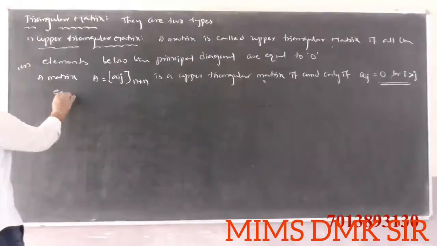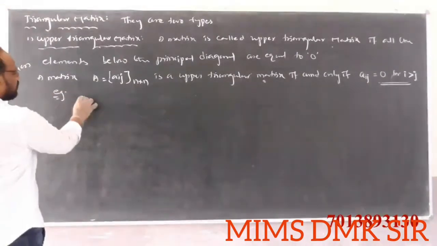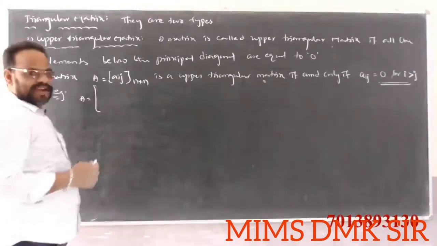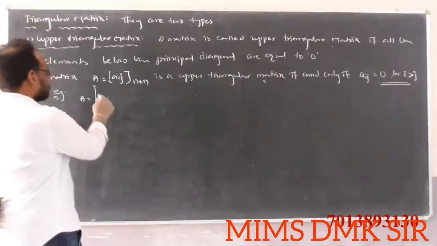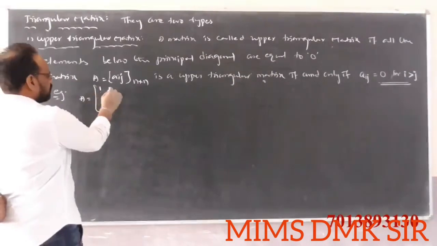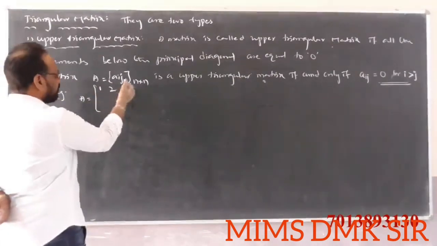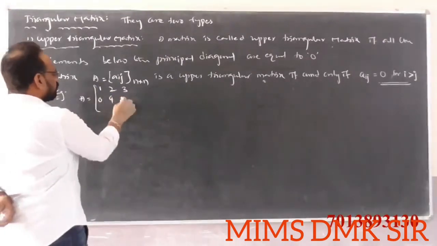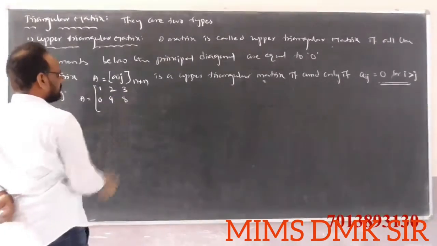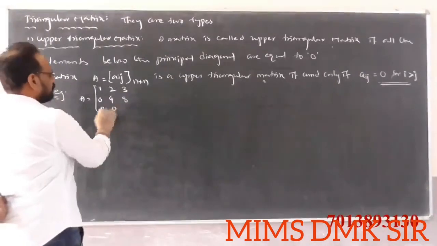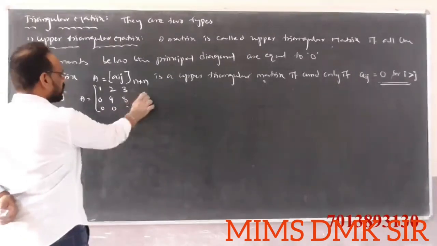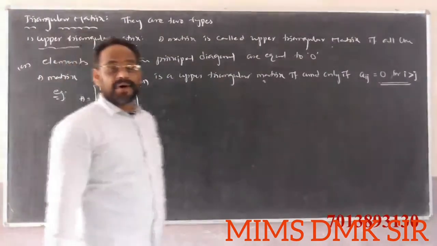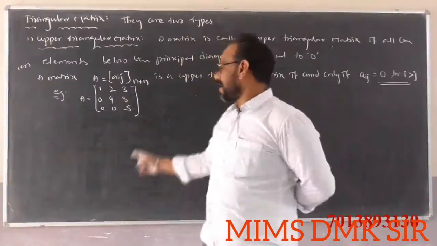Let us discuss one example here. If you take a 3 by 3 matrix, with rows 1, 2, 3, then 0, 4, 8, then 0, 0, and take any element, that is minus 5. Observe here, this is an upper triangular matrix.